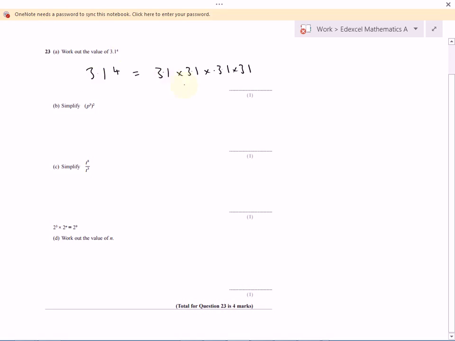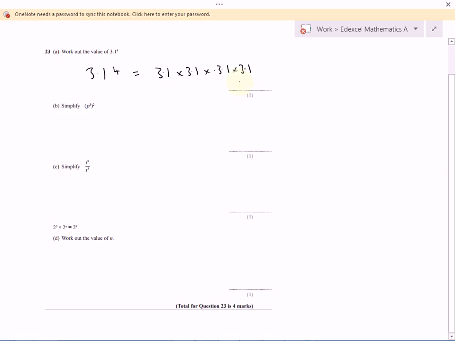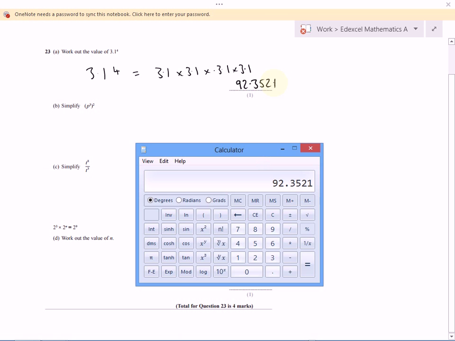So you could either do this on your calculator, 3.1 times 3.1 times 3.1 times 3.1, but that'd be pretty silly. It would make more sense to use the x to the y button. So we do 3.1 and then x to the y. You type in the smaller number, the power 4. So this is the answer. This means 3.1 times 3.1 times 3.1 times 3.1 is 92.3521. That's your answer. 92.3521, yeah, there we go.